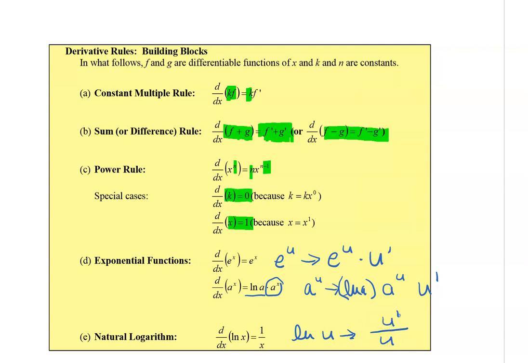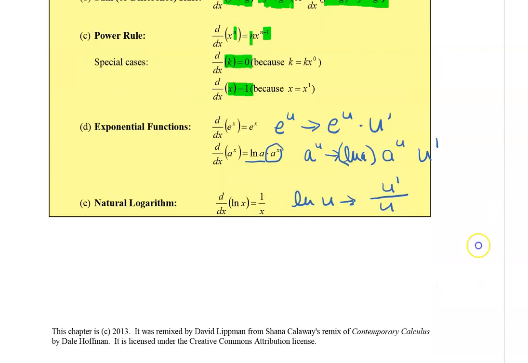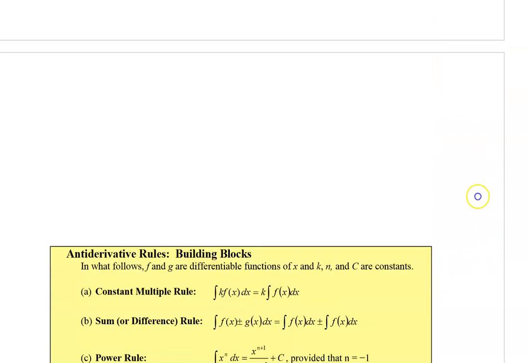If you need any review of these derivatives or help with it, please seek me out through Canvas messaging or office hours. I'll be happy to help you build a better foundation of those derivatives so that as you're moving through chapter 3, you can better execute the antiderivatives. And so in this chapter, that's what we're going to be looking at.